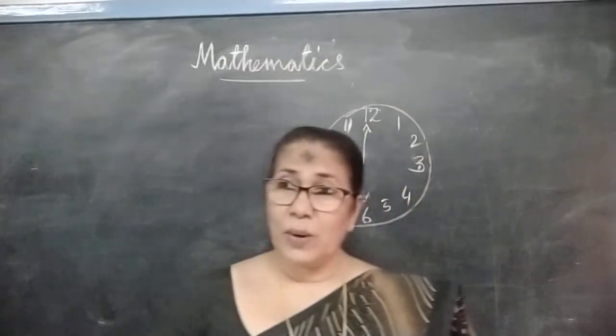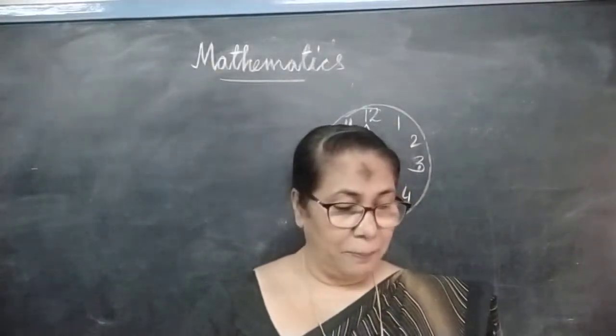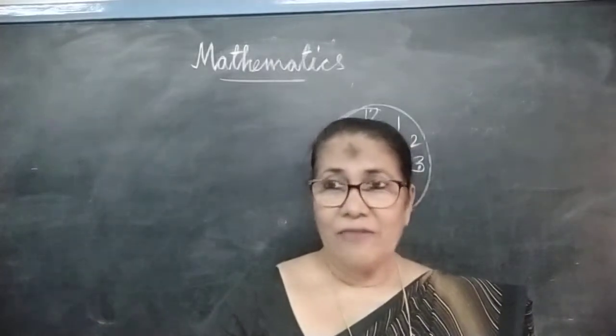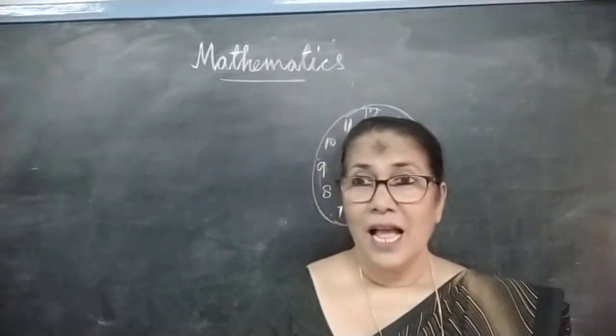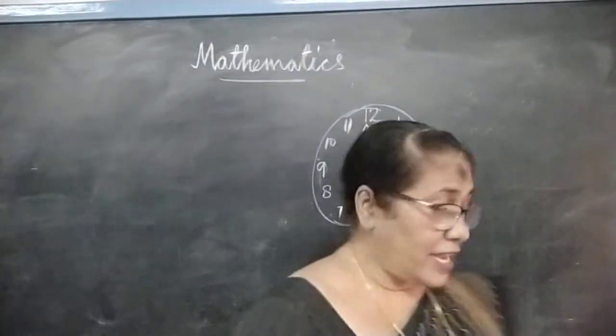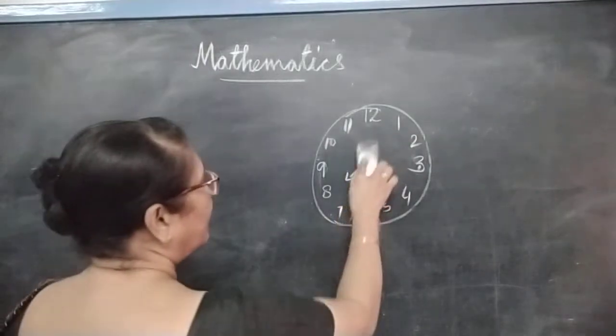Now what is the next one? What is the time showing there? 11:45. What is he doing? Playing with his friends. Okay. So where should be the minute hand and the hour hand?